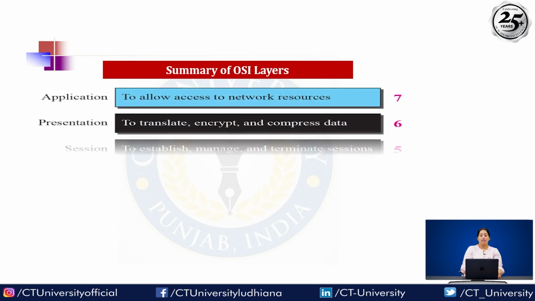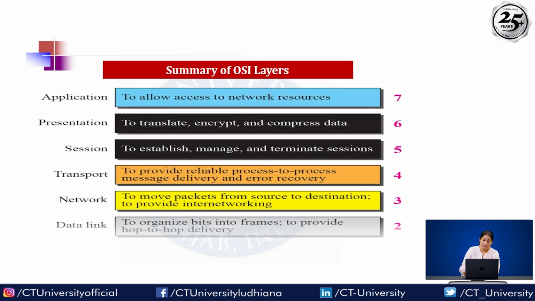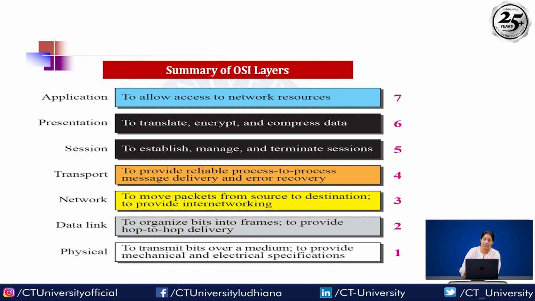Now, we have a summary of the OSI layers. Let's talk about the application layer. It allows access to the network resources. The presentation layer works on encryption and compression of the data. The session layer manages and terminates the session, meaning the time in which your data is to be moved. The transport layer means reliable processes are used for transmission of the data. It makes sure error recovery happens in this layer.